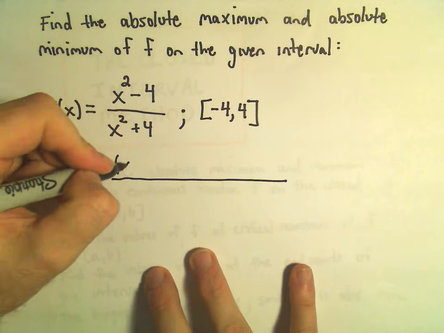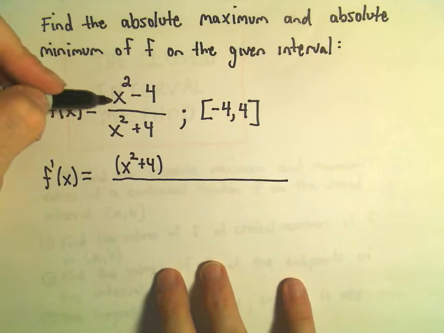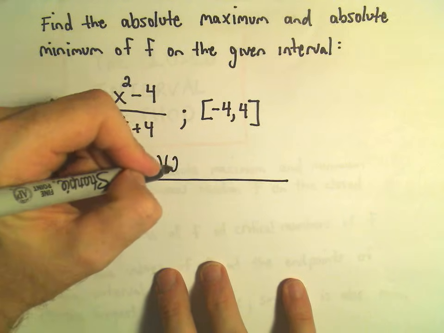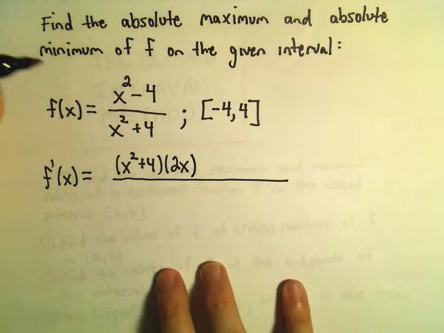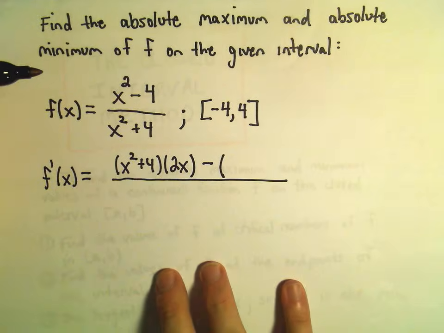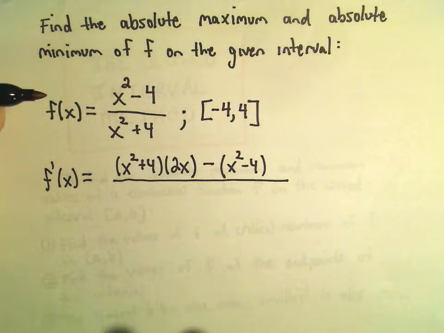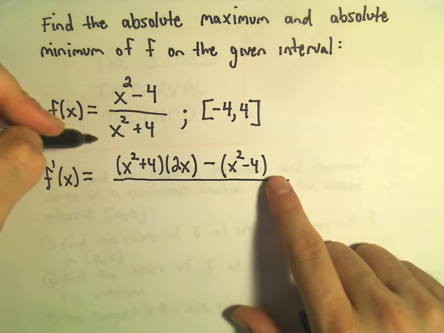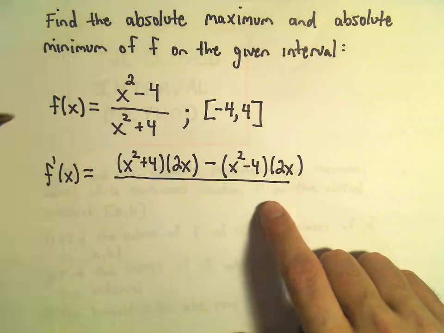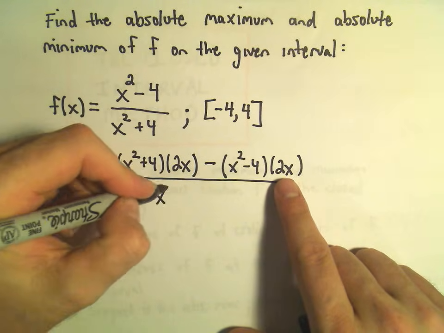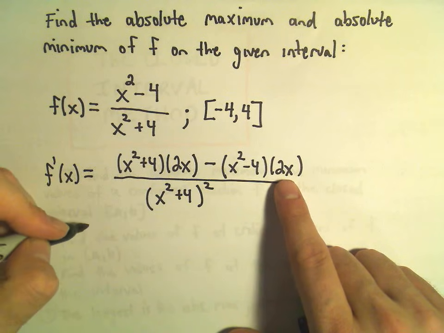So it says we take the denominator times the derivative of the numerator. Well, the derivative of x squared is going to be 2x. The derivative of our constant is just 0, so I'm going to leave that off. Minus, then we'll take the numerator and multiply that by the derivative of the denominator. Again, we get 2x plus 0, so I'm just going to write 2x. And then we simply take the denominator and we square it.